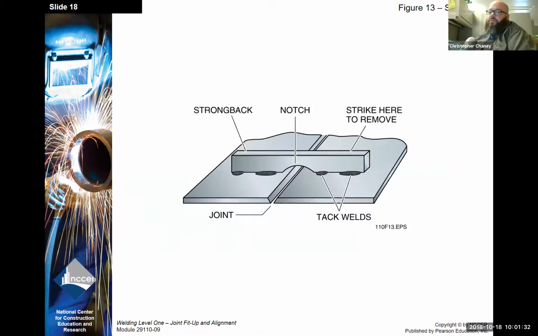Okay, strong backs. Strong backs are sometimes used when aligning a joint to keep distortion from pulling the joint closer together. As you guys have seen doing your bead pads, the heat that's input will start to actually warp the plate. And when you do qualification plates, it can also cause quite a bit of distortion at times.